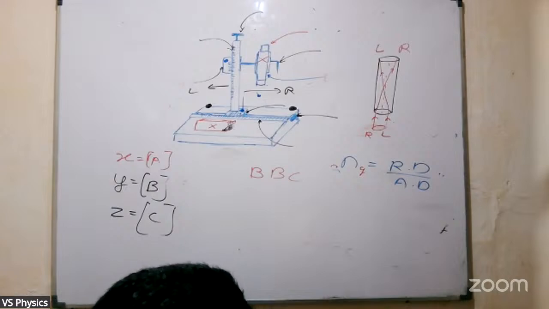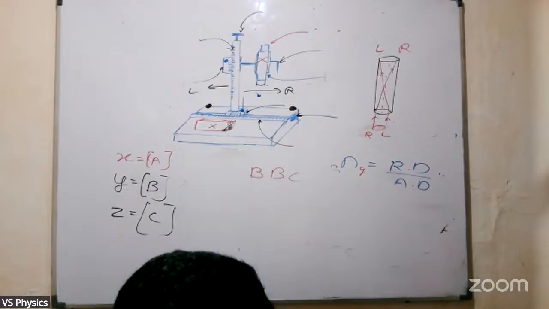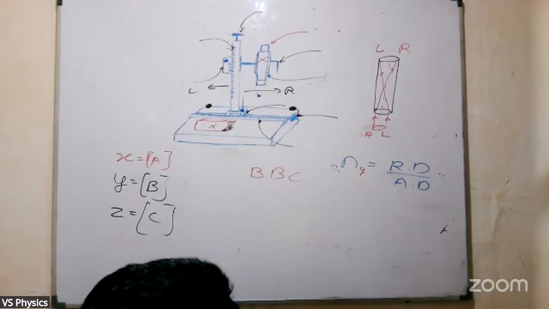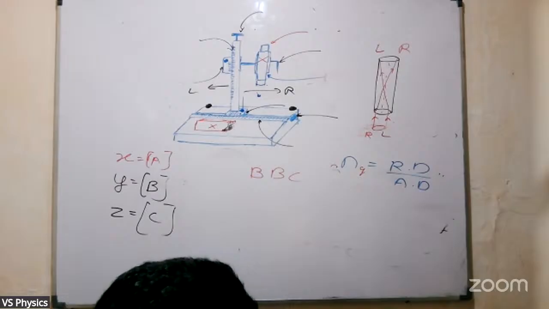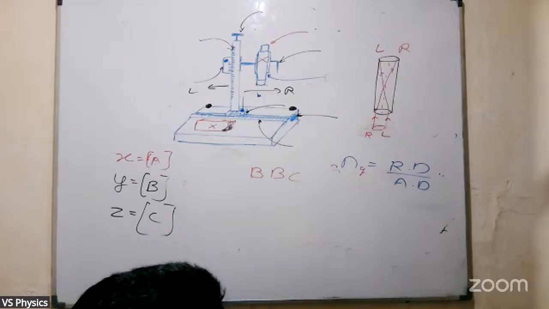No, that's not how you take the measurement. First, we have to take the main scale reading. Main scale reading is the reading of the division just before the zero of the vernier scale. Okay. Then you have to add the vernier scale division.